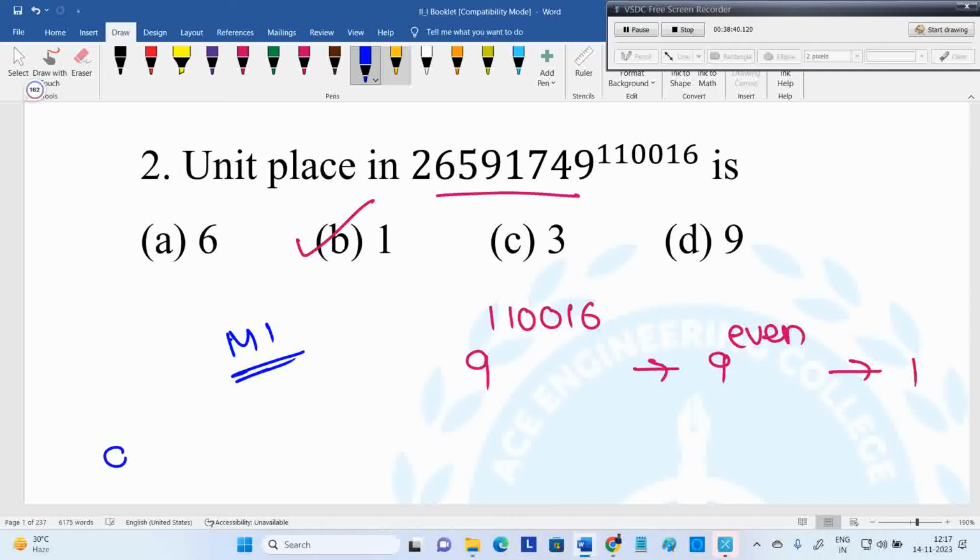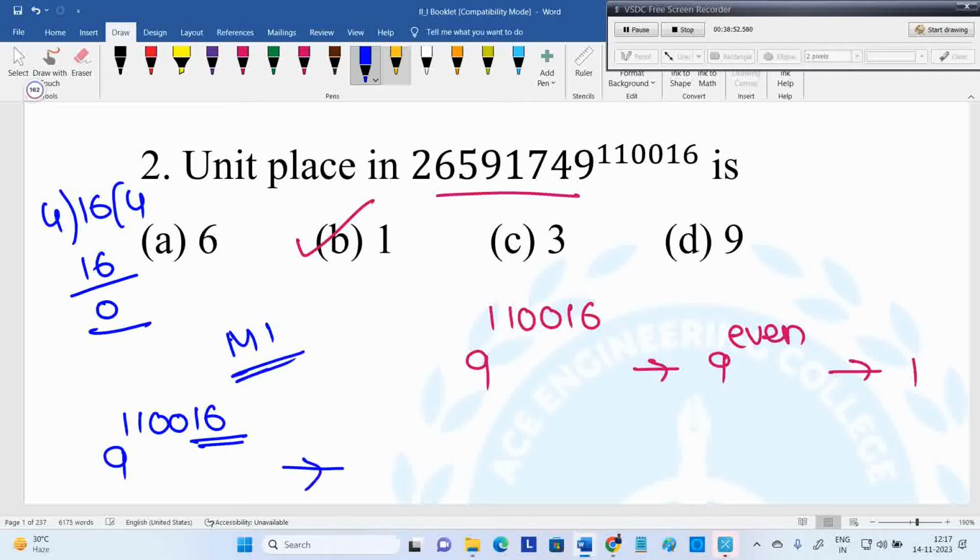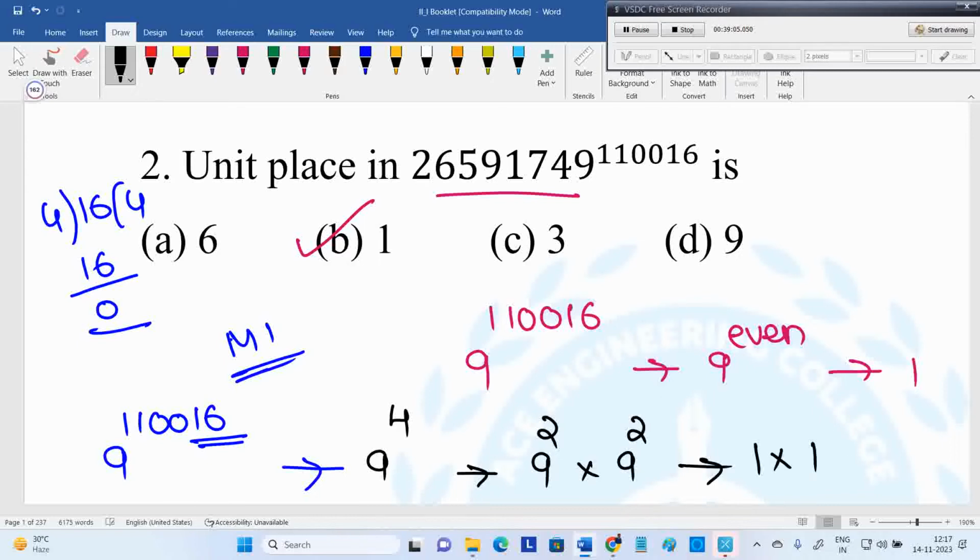Or else, try to divide power with 4. In dividing by 4, last 2 digits is sufficient. When you divide 16 with 4, remainder is 0. When remainder is 0, we have to substitute power equal to 4. 9 power 4 will come. So 9 power 4, I don't know, right? 9 square into 9 square. 9 square is 81, 1. 1 into 1 is nothing but 1. See, answer is 1 only.